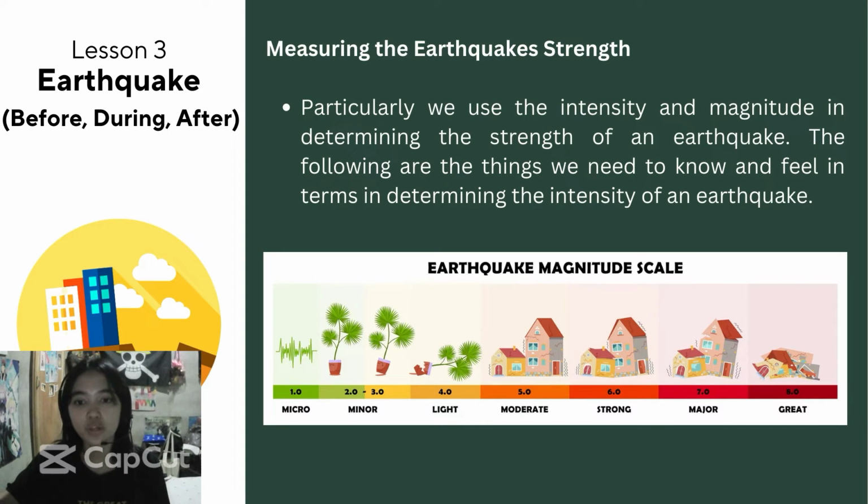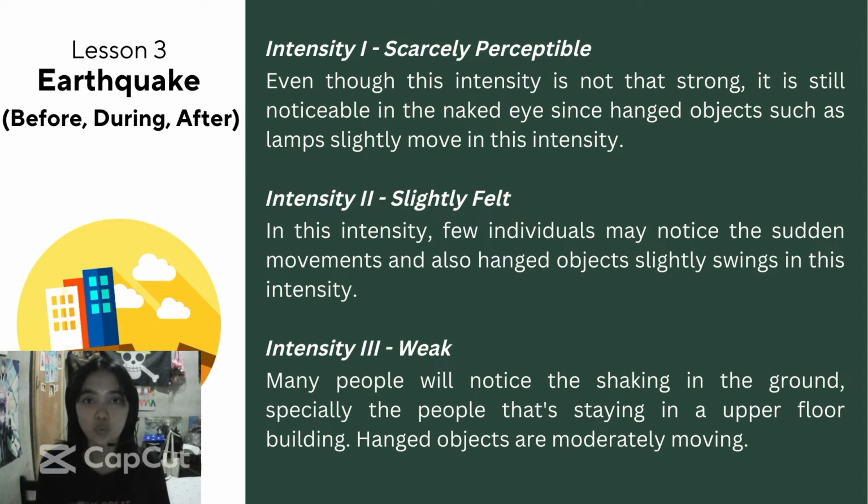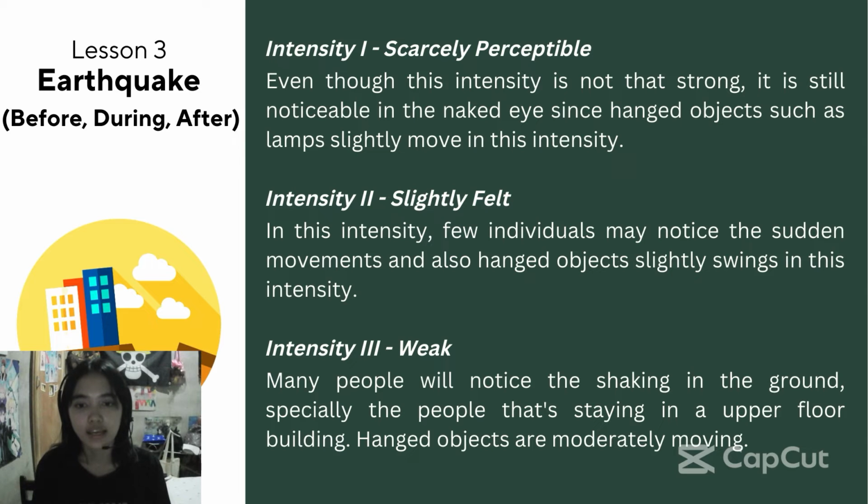The following are the things that we need to know and feel in determining the intensity of an earthquake. So intensity 1, scarcely perceptible. Even though this intensity is not that strong, it is still noticeable in the naked eye, since hanged objects such as lamps slightly move in this intensity.